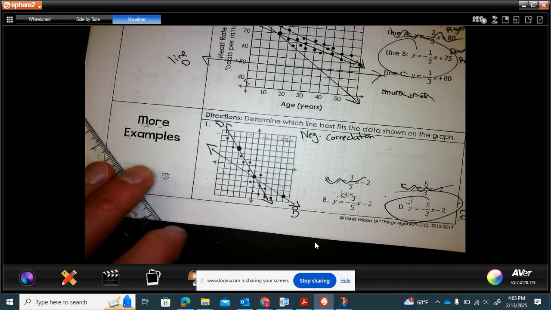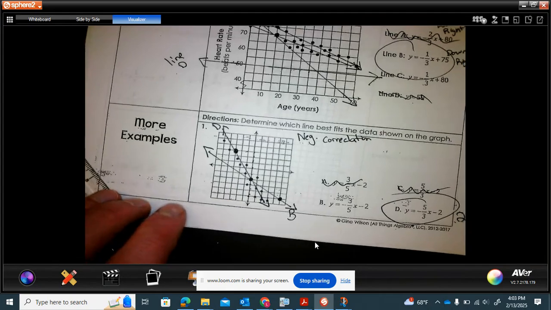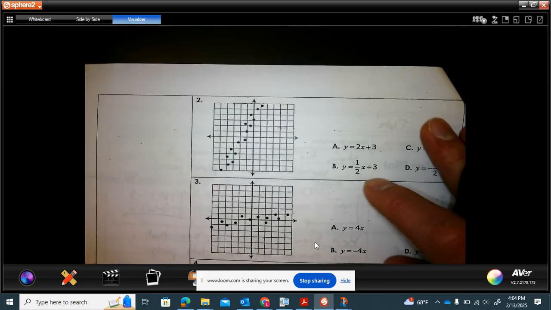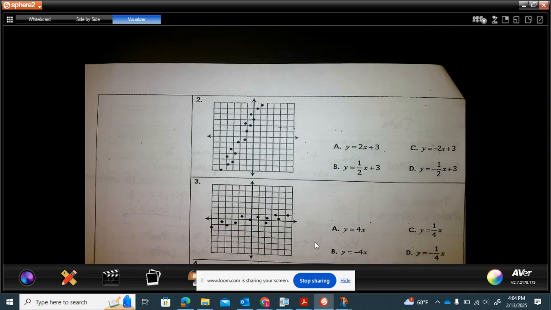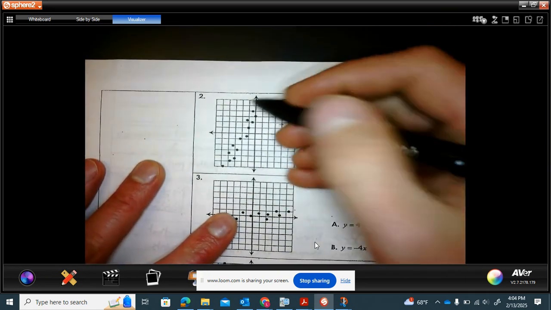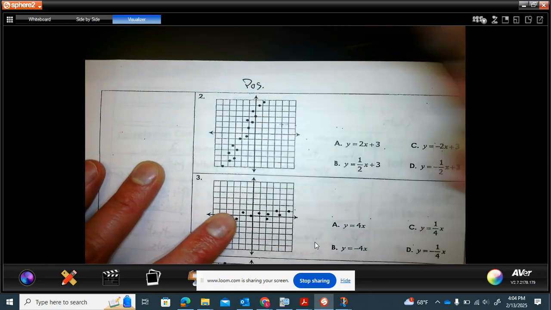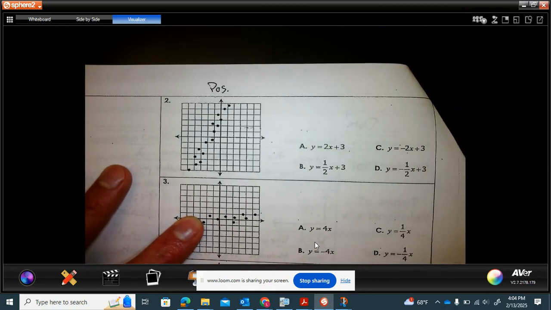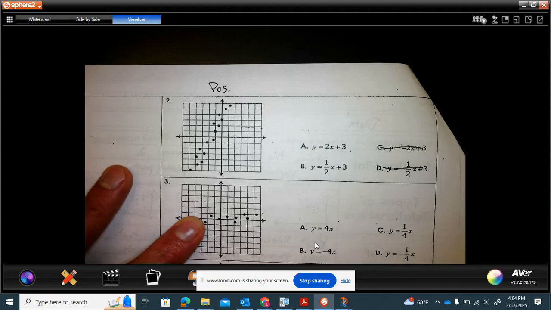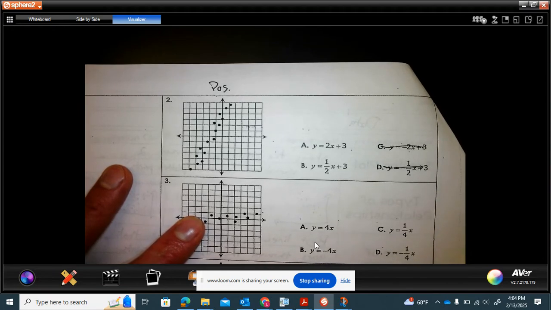Which line goes through the most points? That is the line of best fit. And so again, when you're looking at it, always start with, is it a positive or negative slope? Is it a positive or negative correlation? This is a positive correlation. So because it's a positive correlation, I could immediately get rid of my negative slopes. So C and D both had a negative slope. They're gone. You get rid of them.